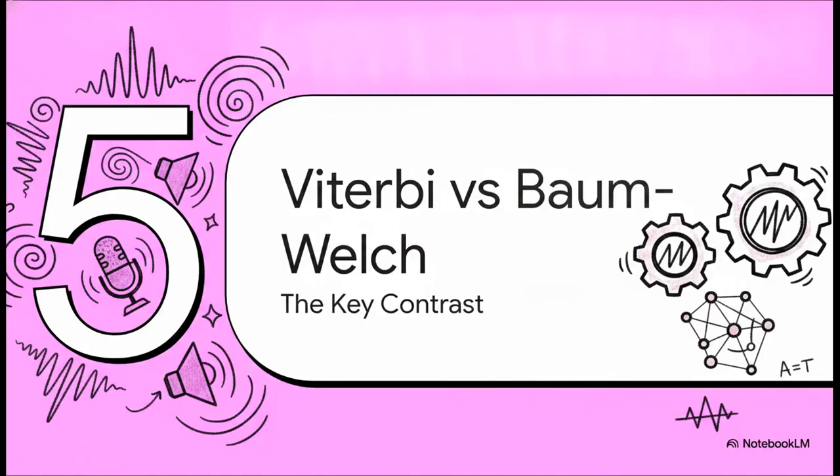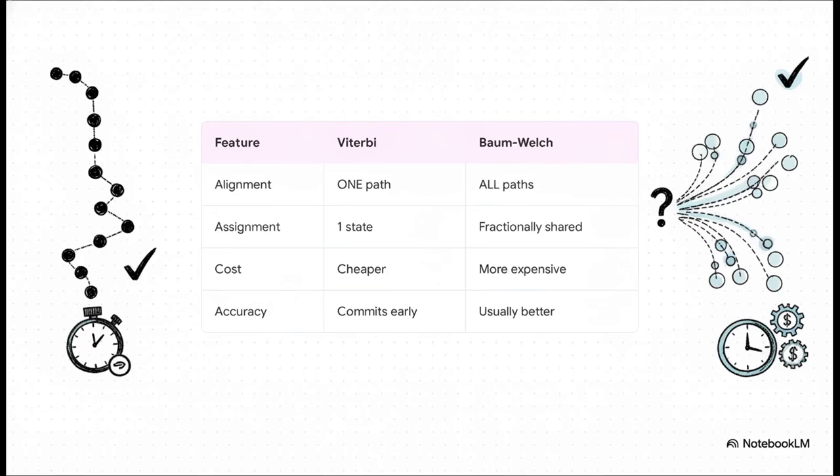All right, part 5. If you have a machine learning interview coming up, pay attention because they love to ask about this. Viterbi versus Baum-Welch. This is the ultimate showdown. On one side, Viterbi Training, your fast, hard EM approximation. It finds one best path, assigns exactly one state per frame, and is super cheap to run.